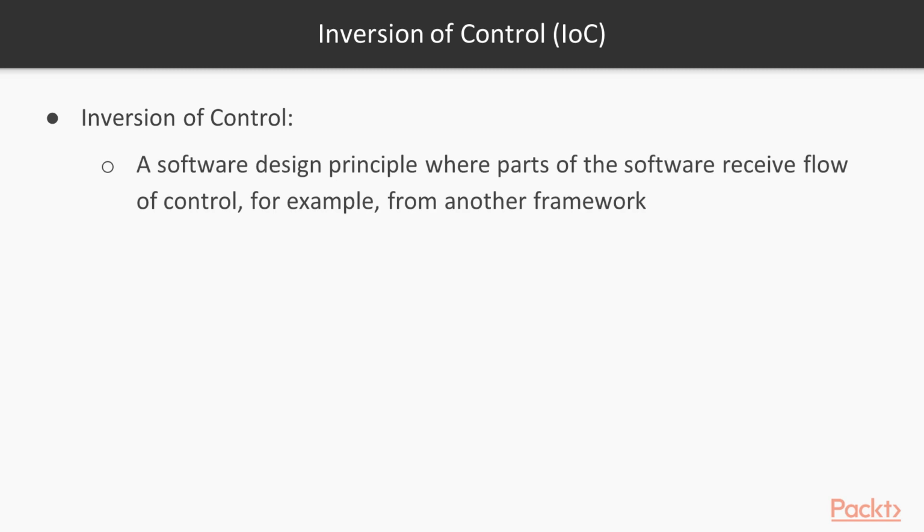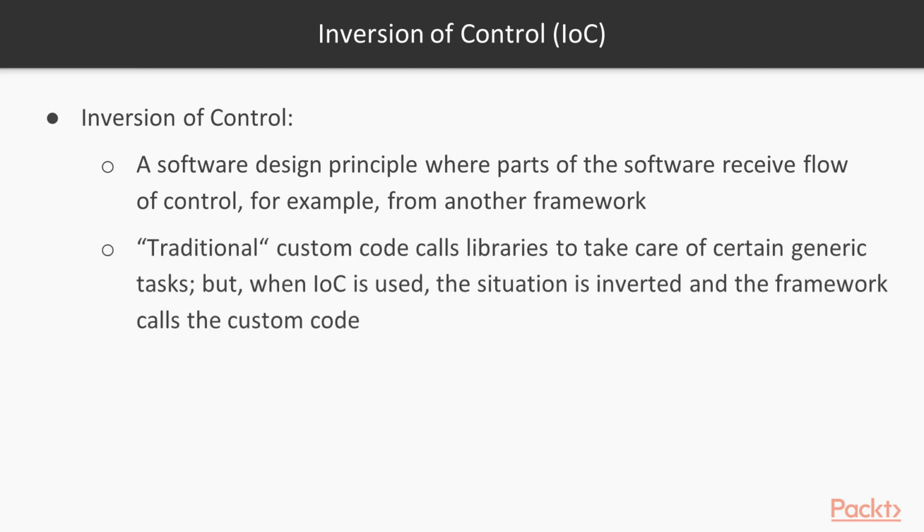Inversion of control is basically a software design principle where parts of the software receive flow of control from another framework. So in comparison to traditional code, where the traditional custom code calls libraries to take care of certain generic tasks, when IoC is used, the situation is basically inverted the other way around, and the framework calls the custom code.